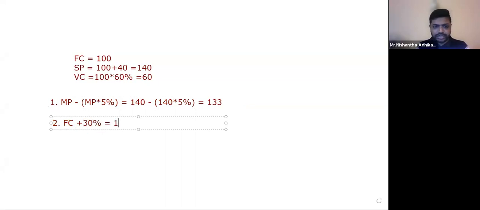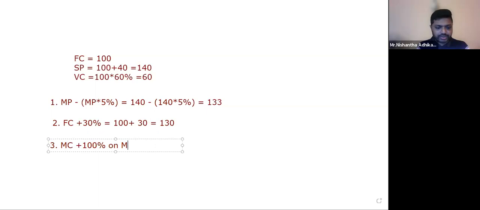Then full cost 100 plus 30%, that should be 130. That is done. Third one, marginal cost plus 100% on MC. Marginal cost at the moment is 60 plus another 60, so the price will be 120.